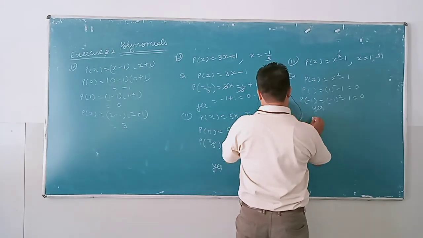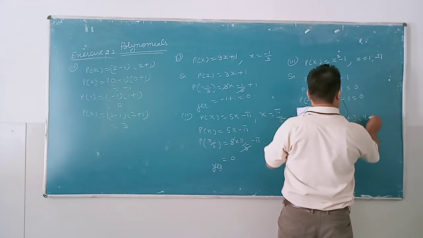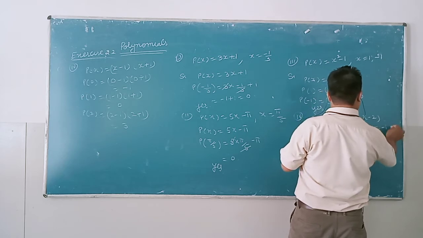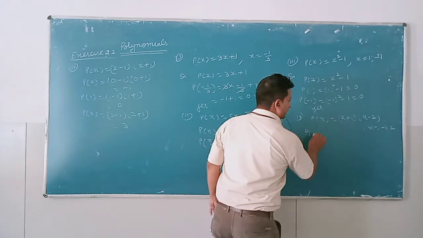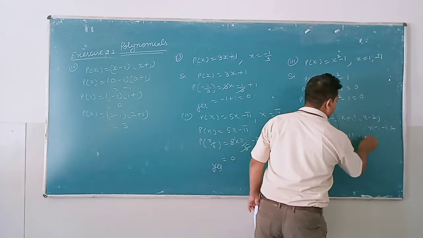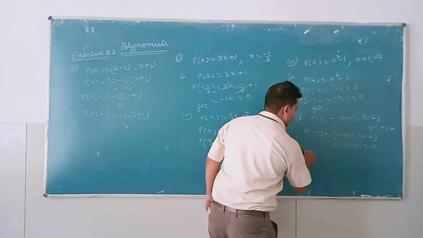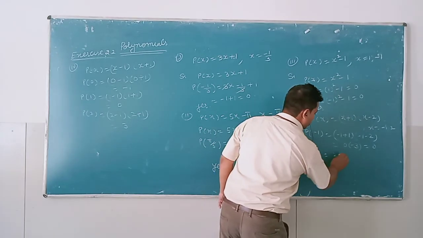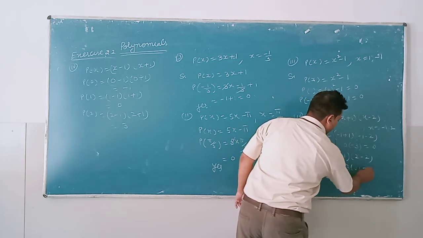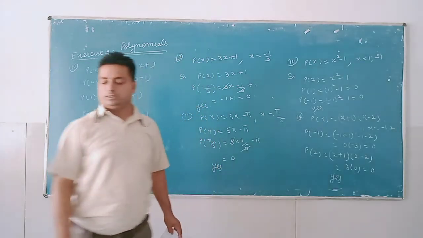It is the 0. In question number 4, p(x) is x plus 1, x minus 2. Here the values of x are minus 1 and 2. Here we first put x is equal to minus 1. Then this is minus 1 plus 1. This is minus 1 minus 2. 0 into minus 3 which is equal to 0. Then we find p(2). 2 plus 1, 2 minus 2. This is 3 into 0, again 0. So the given polynomial is 0. This means it is the factor.